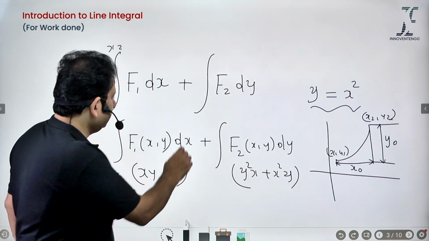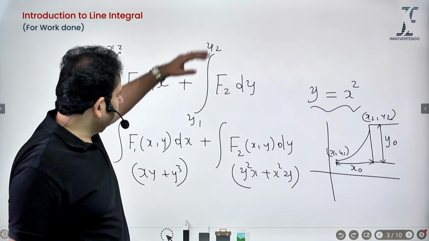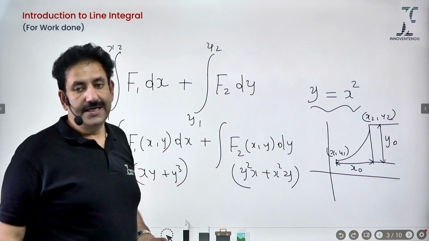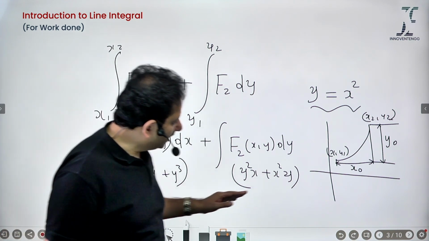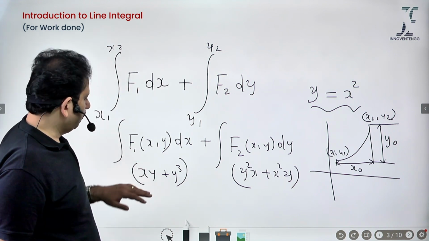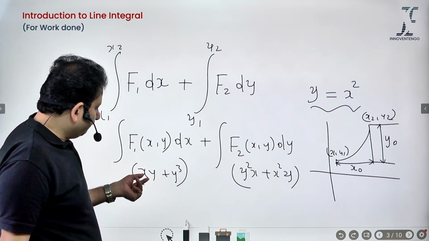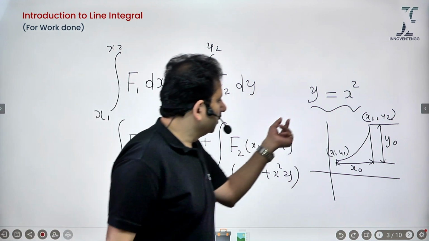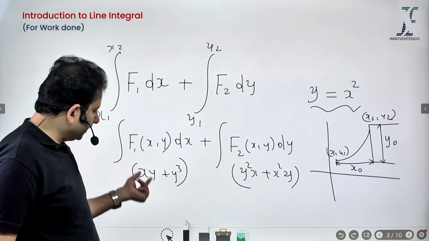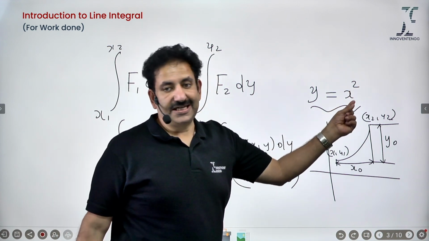If I replace this by my limits y1 to y2, the difference of y1 and y2 is nothing but y naught. If f2 is a constant, I'll simply get my work done. But if you are displacing along this particular curve, and if your force is not constant, a function of x and y, then you will be forced to express them, that is either x in terms of y or y in terms of x for integration here, and here x in terms of y using this curve definition.